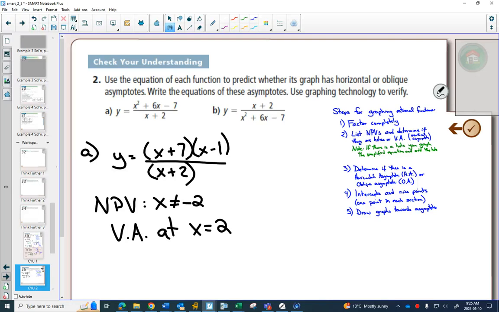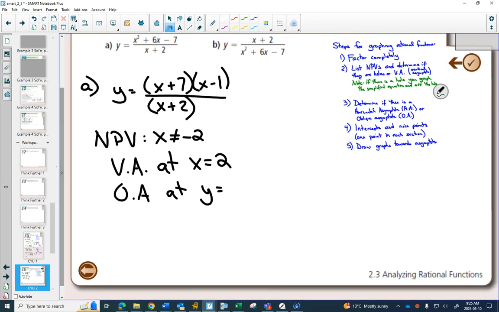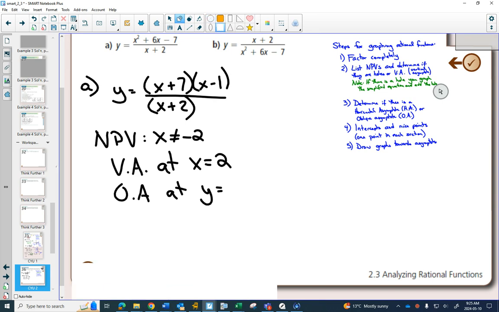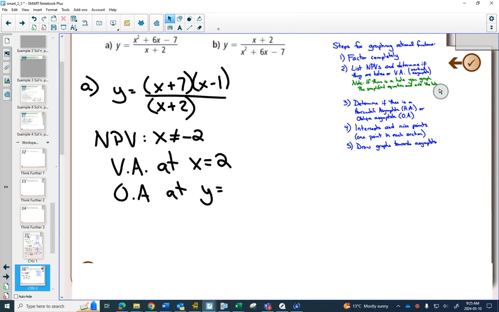Which group is this? This degree is bigger on the top, right? So this is the one that has no horizontal asymptotes. And because we don't have a hole, we have an oblique asymptote. So we're going to have an oblique asymptote at y equals, and how do I find it? I find it with synthetic division. So I set up my synthetic division.